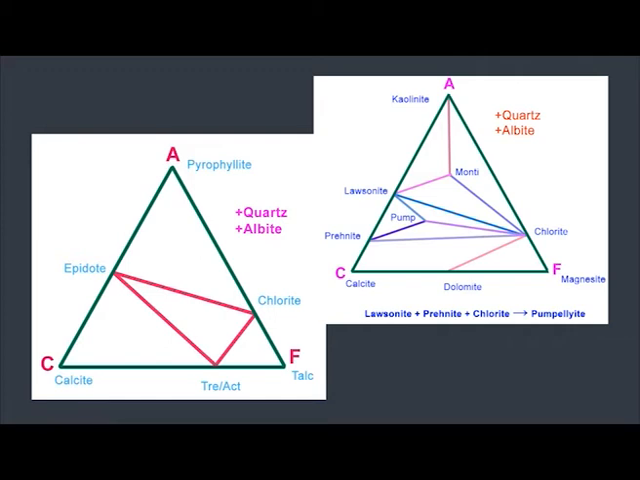Nitsch 1971 investigated reaction 7 and also found the equilibrium temperature of 350 degrees centigrade 4 kilobar and 370 degrees centigrade 7 kilobar.